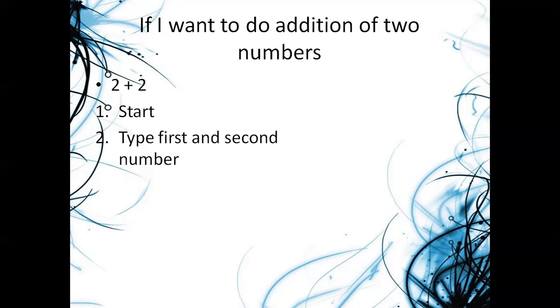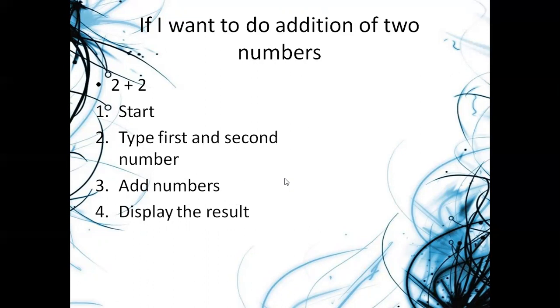In the previous algorithm, we learned one by one: add number one, add number two. But here I have taken them all together: add first number and then second number. Then what will we do? Addition of those numbers. So this is a process. Then display the result. So this is an output.